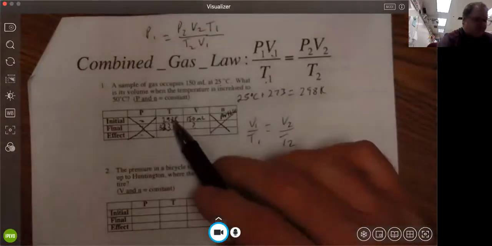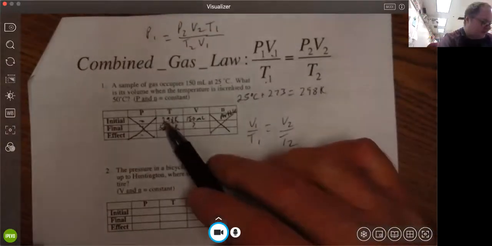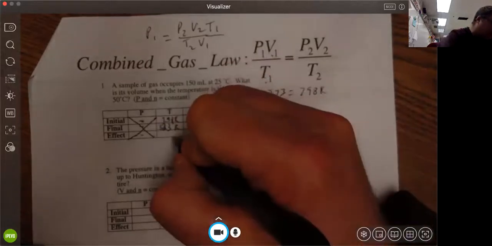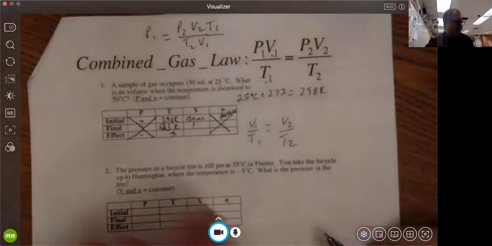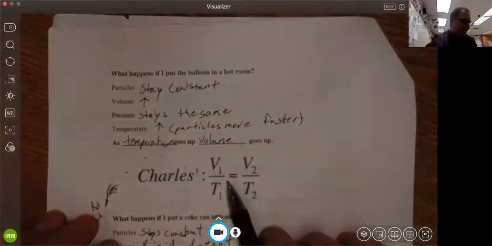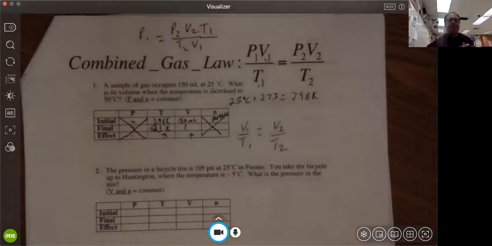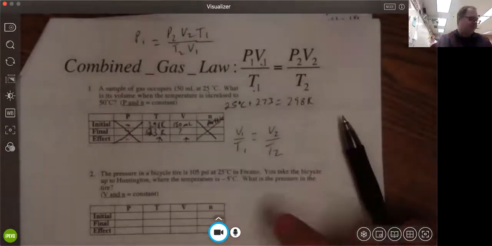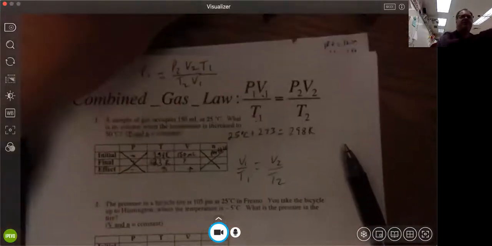Now, we can conceptually look at the 298 Kelvin goes up to 323 Kelvin. It increases. That's the effect. Well, if we recall, if the temperature goes up, the volume should go up. So the effect here should go up. That means that whatever I find out for the final volume of this, it should be greater than 150.